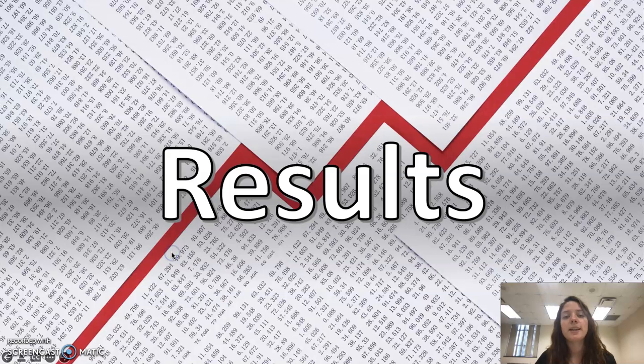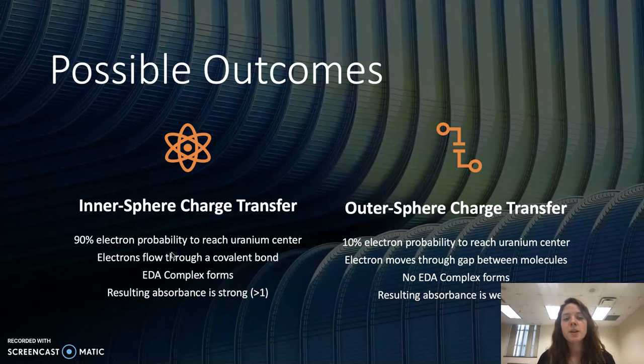Because this was kind of a lengthy experiment, I decided to skip directly to the results. There were two possible outcomes that we were looking for. These were known as inner sphere versus outer sphere charge transfer.